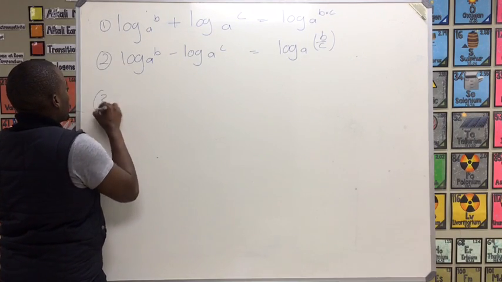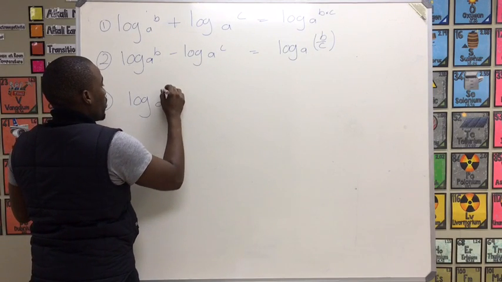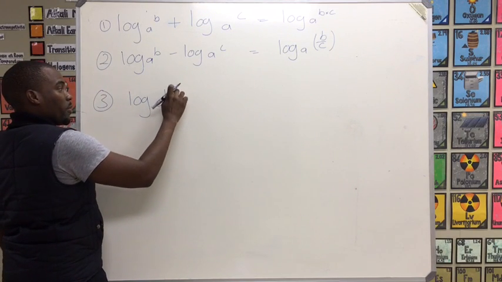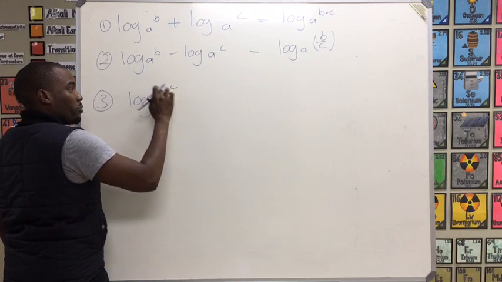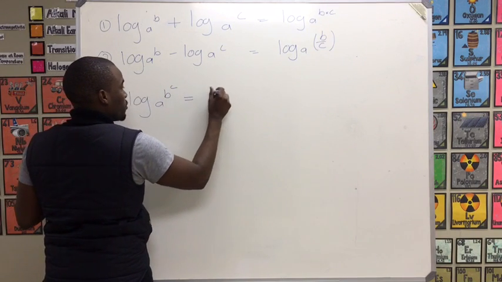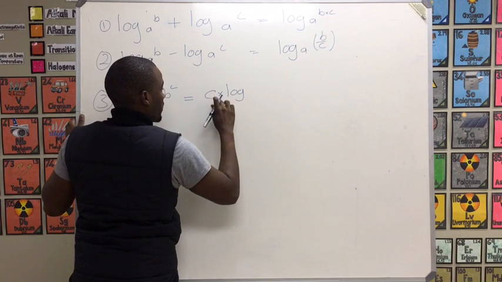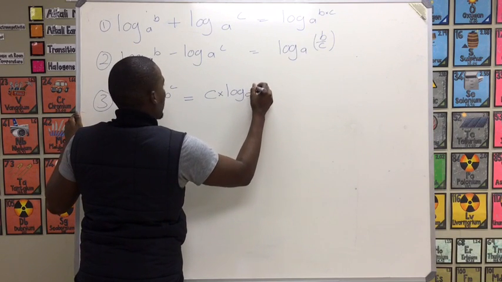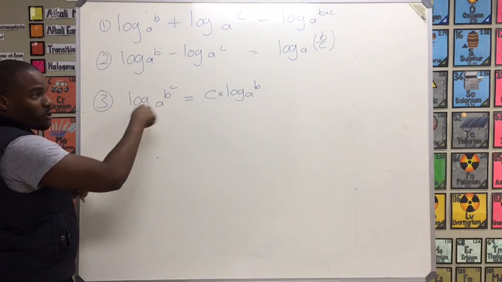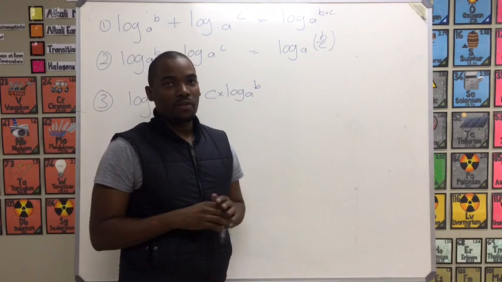The next one is if we have exponents with logs. So if I had log base a of b to the power of c, right? If the exponent is on what you've taken the logarithm of, you can take that exponent and bring it right there in the front. So that's equal to c times log base a of b. This is a very, very important one that comes up quite a few times, and people never know what to do when they get to that point.